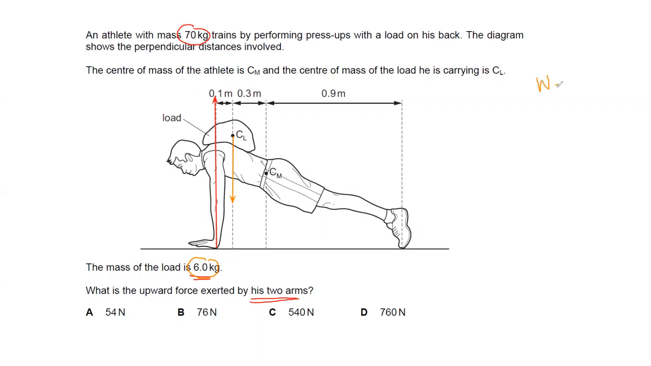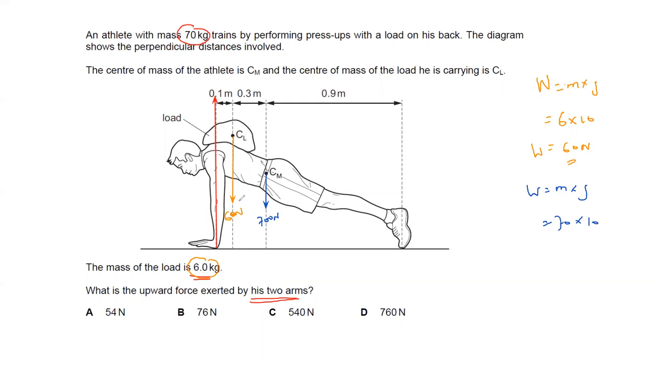As we know, weight is equal to mass multiplied by gravity. So mass is equal to 6 and gravity is 10. So 6 multiplied by 10. So the weight will be equal to 60 Newton. So there will be a 60 Newton force downward because of the load. And the weight of the athlete, as they mentioned, the mass of the athlete is 70 kilogram. So the weight will be equal to 70 multiplied by 10, which is equal to 700 Newton. So the weight of the athlete will be 700 Newton.